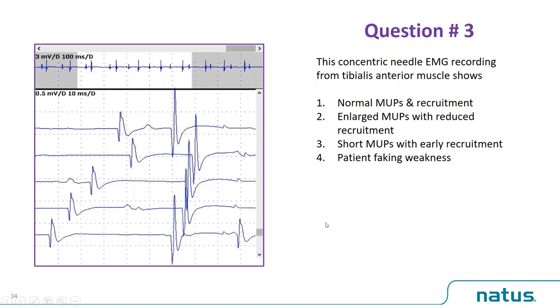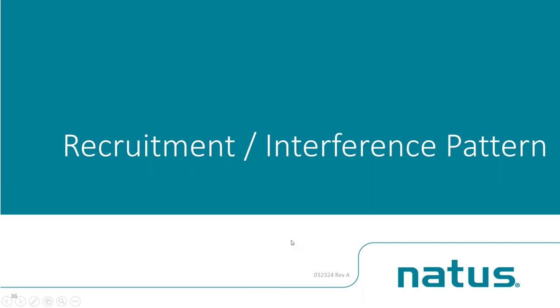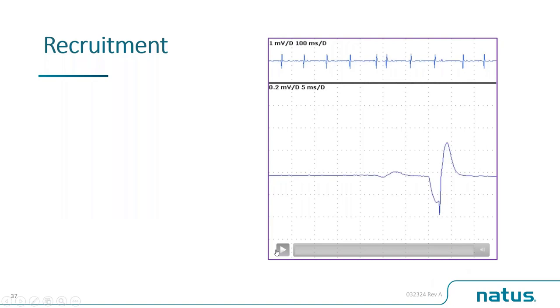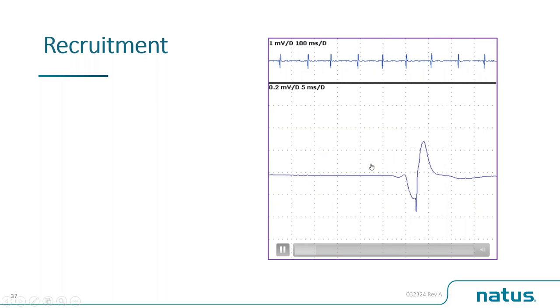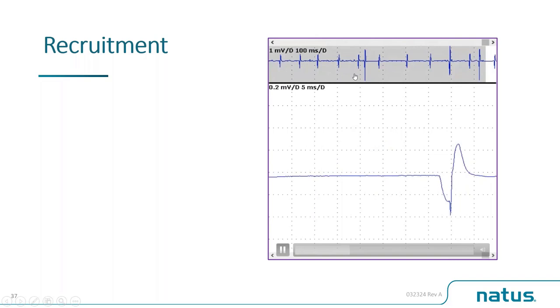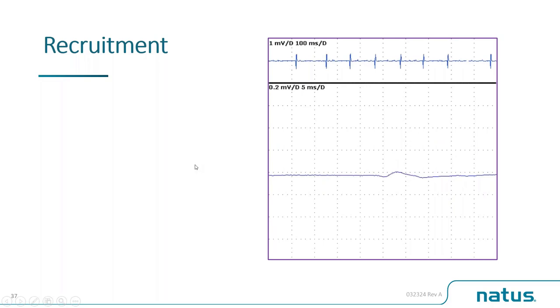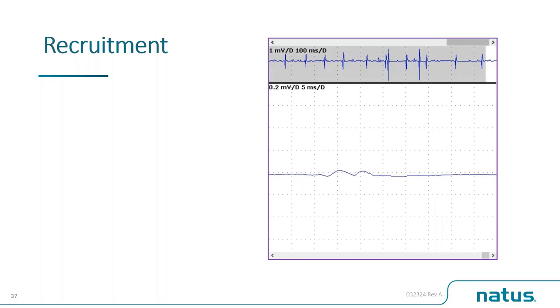So that takes us to the analysis of recruitment or EMG interference pattern. Let's look at recruitment. We insert the needle, we ask the patient to give slight force of contraction, we increase the firing rate. Notice you will get more discharges on the top trace, and all of a sudden you get the second waveform appearing on the screen. So this is what is called recruitment. So recruitment, we start with one motor unit, increase the force of contraction, and the second motor unit comes in.